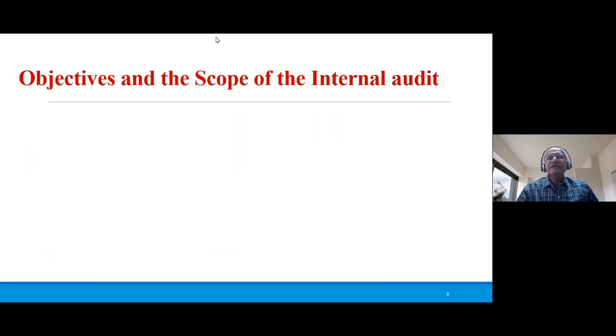And the objectives and scope of the internal audit. Here, this is very important.